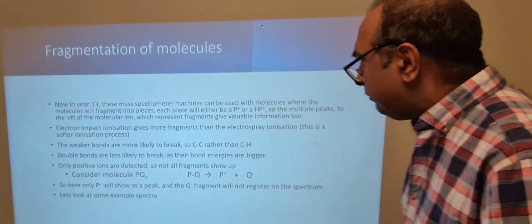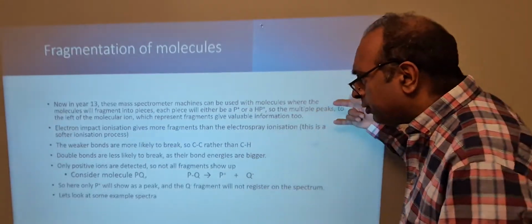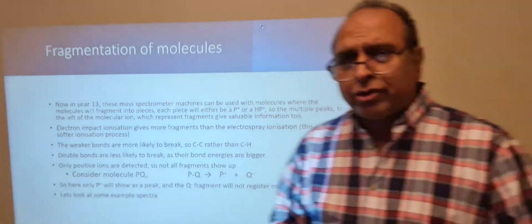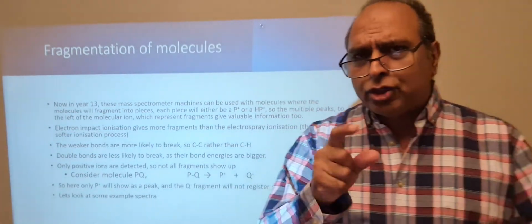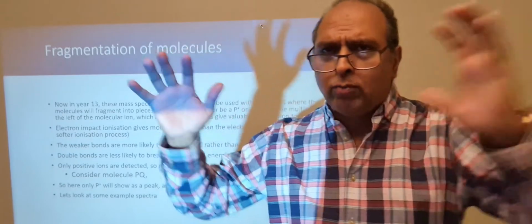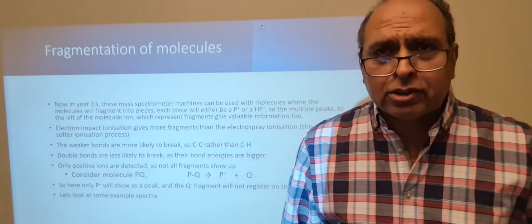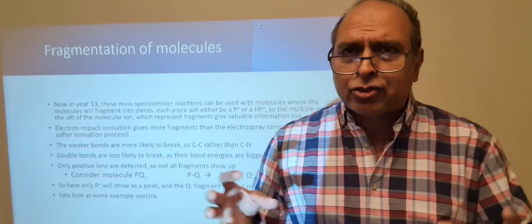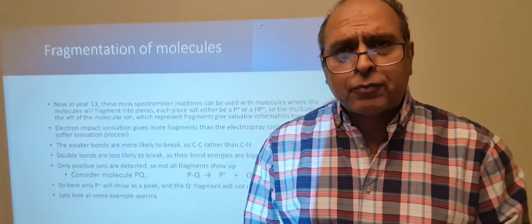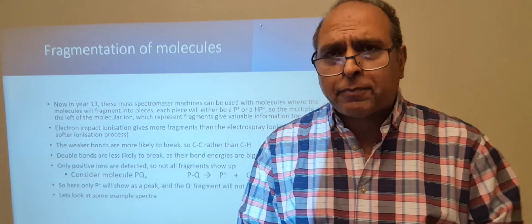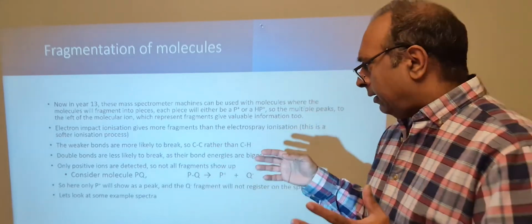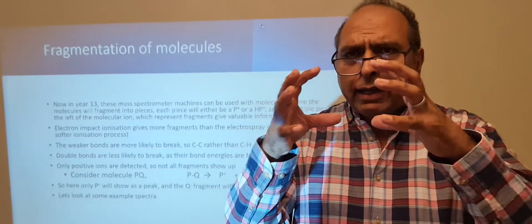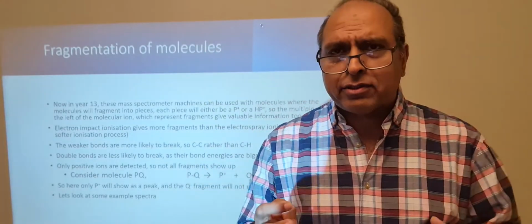So if we look now at molecules, what's extra is that apart from just the molecular ion, the whole molecule going through as positively charged, or the whole molecule going through having an extra proton in electrospray mass spectroscopy, the extra thing that can happen is the molecule can break up, it can fragment.